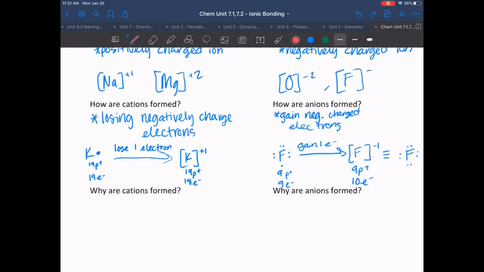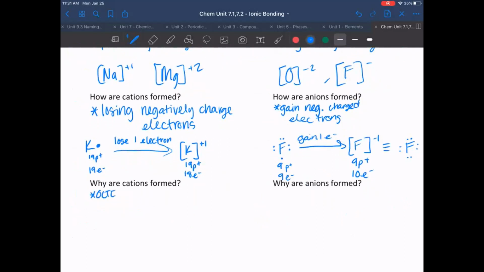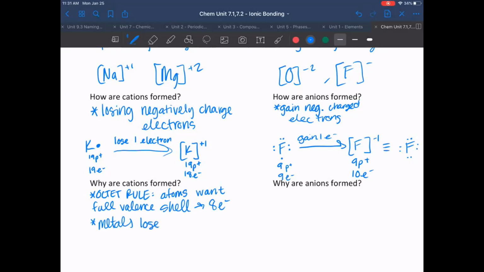Okay, so why are cations formed? We just talked about that. It has to do with the octet rule. Again, atoms want a full valence shell, and to have a full valence shell means you have 8 electrons. Now, metals tend to be cations because they lose electrons, therefore becoming positive, to leave a full valence shell. I'm going to put this in quotes underneath, and I'll talk about this once you guys get this written down.